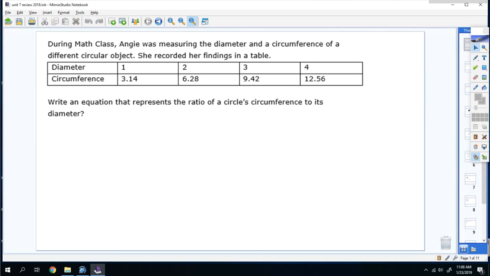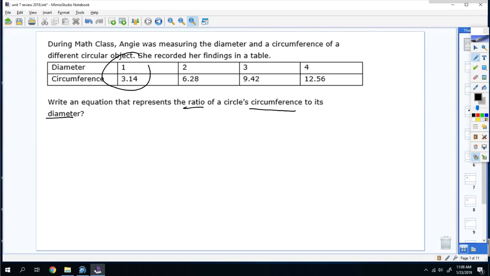So number 1 says, during math class, Angie was measuring the diameter and circumference of a different circular object. She recorded her findings in a table. Write an equation that represents the ratio of circle circumference to its diameter. So it says to write a ratio of the circumference to its diameter.